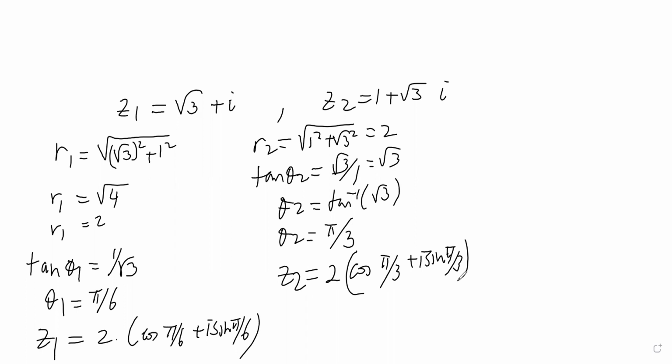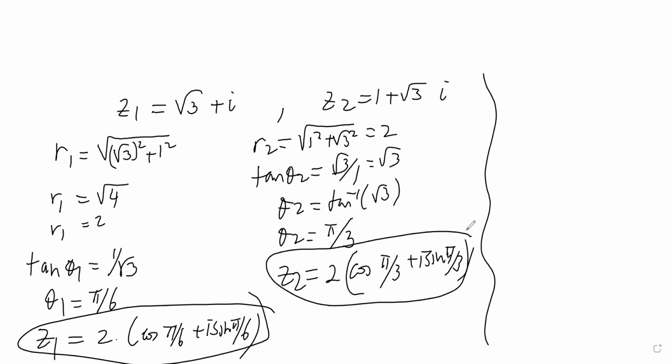Now let's write the product here. So this is for the first part. This is for the second part. Writing the product z1 times z2. So when I write the product, I multiply r1 and r2, which is 2 times 2. And I add the angle. So pi over 6 plus pi over 3. Plus I sine of the same thing.